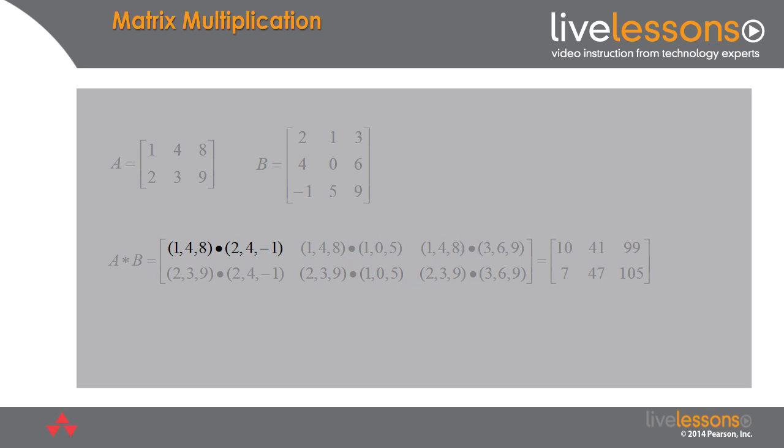So look at the first component there. It's 1, 4, 8. So the vector 1, 4, 8 dotted with the vector 2, 4, negative 1. So it's the first row of the A matrix dotted with the first column of the B matrix. Matrix 1, 2 is made from the first row of the A matrix dotted with the second column of the B matrix. And 1, 3 is the first row of the A matrix dotted with the third column of the B matrix. So this yields 10, 41, 99 if we look at these dot products. So 1, 4, 8 dotted with 2, 4, negative 1 yields the value 10. So 2 times 1 plus 4 times 4, so that's 18 minus 8, 10. So the next is 41, 99, 7, 47, 105.